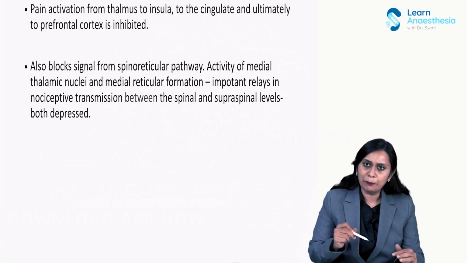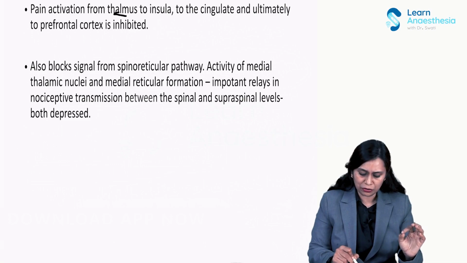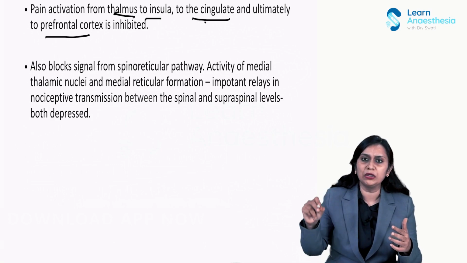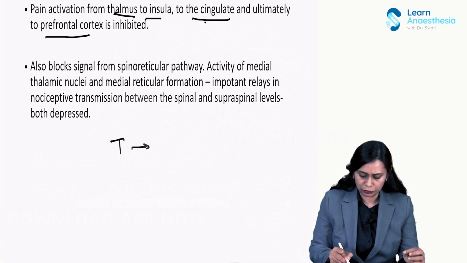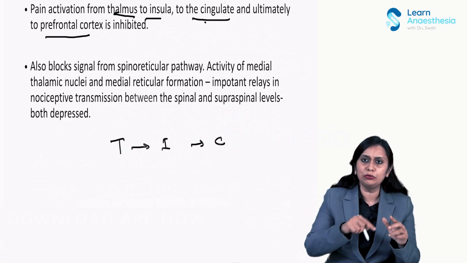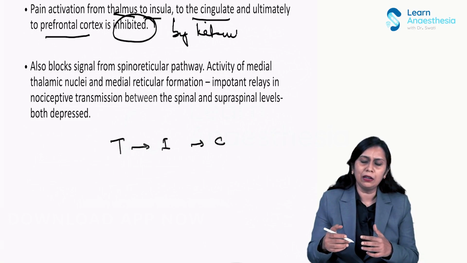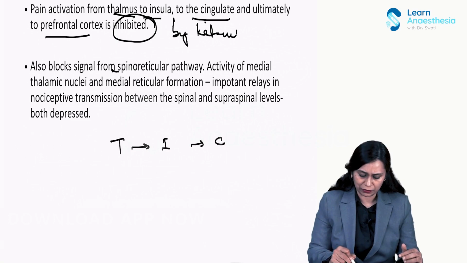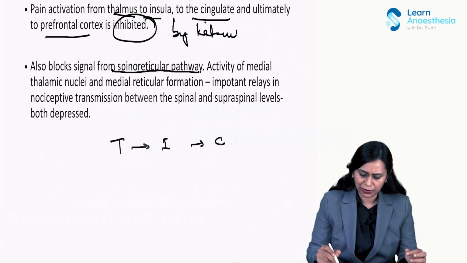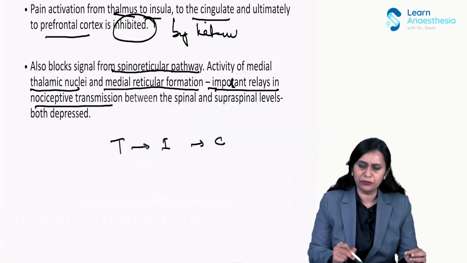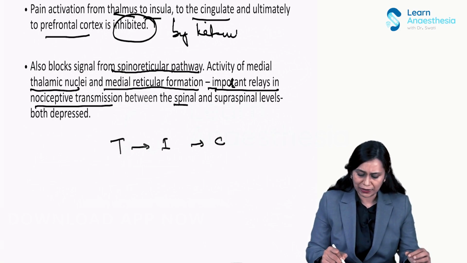You know, the pain activation pathway from thalamus to insula to cingulate and ultimately to the prefrontal cortex is inhibited by ketamine, right? It also blocks the signal of pain in the spino-reticular pathway, and the medial thalamic nuclei and medial reticular formation. These are important relays in nociceptive transmission, pain transmission between spinal and supraspinal level.